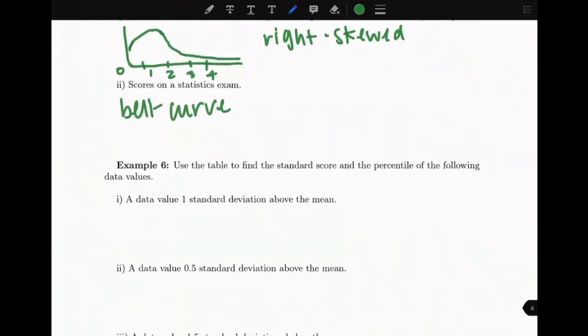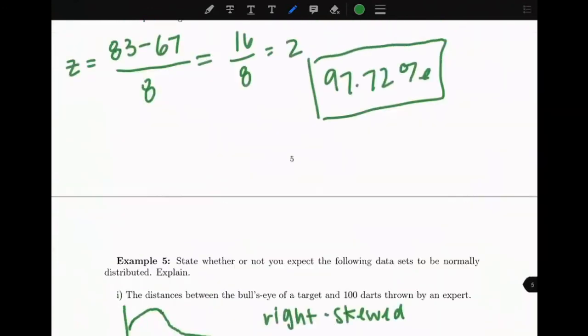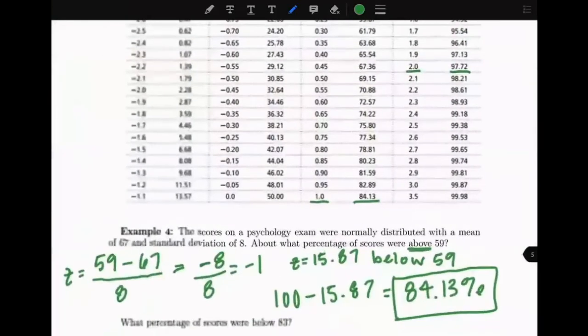Example 6. Use the table to find the standard score and the percentile of the following data value. A data value 1 standard deviation above the mean. 1 standard deviation above. So that means z equals 1. Scrolling to our table, what happens when z equals 1? We get 84.13.